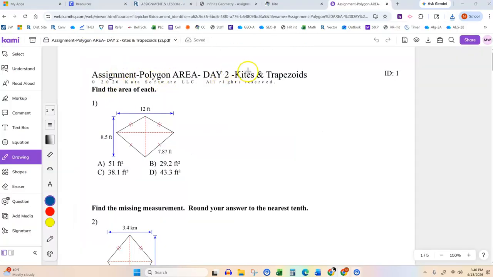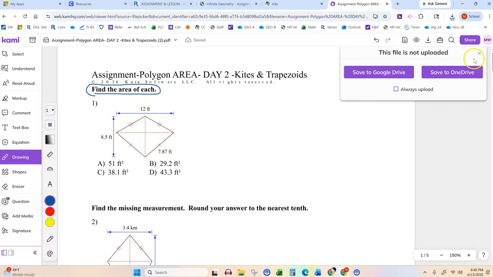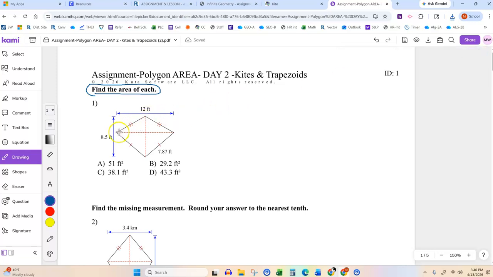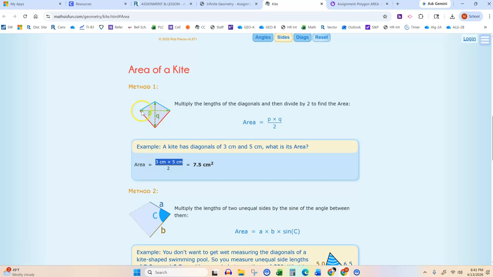Okay, so here's the assignment, day 2 kites. So the first thing we're going to do is find the area of each. The first thing is we need to determine what kind of a figure this is. Well, it doesn't tell us that it's a trapezoid, or a kite. It doesn't tell us it's a kite. Sorry, this is a kite. But if we know that these two sides are equal and these two sides are equal, then we know that this is a kite. Okay? So all we need in that case, as we saw over here, is the diagonals, not the sides, but the diagonals.